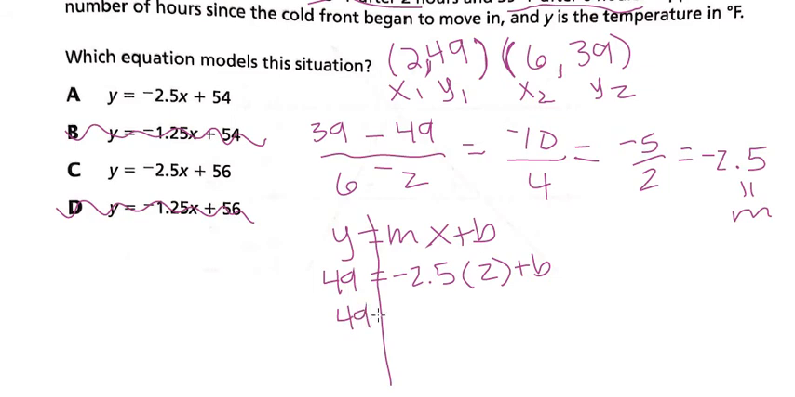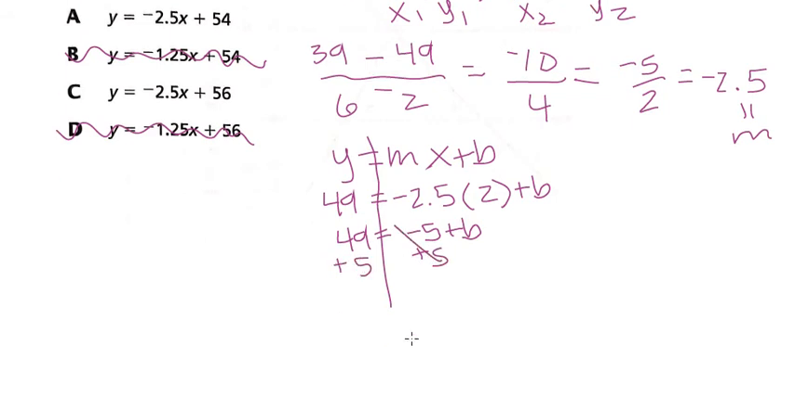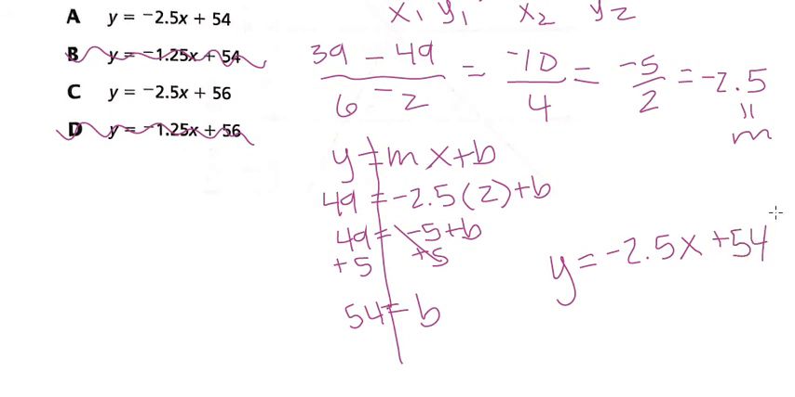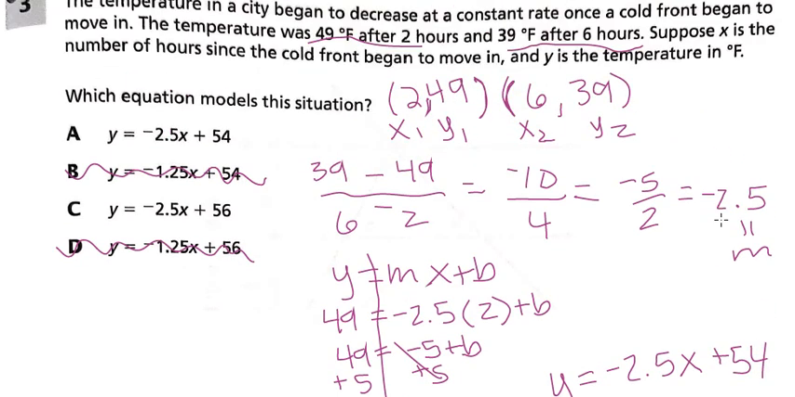So this is going to be 49 is equal to negative 5 plus b. So I'm going to add 5 to make that go to 0, and add 5 there to balance the equation, and that's going to give me 54 is equal to b. So I know that my slope is always attached to my variable, so that's negative 2.5x, and then my y-intercept's positive 54, so that's plus 54, and that is going to give us answer choice A.